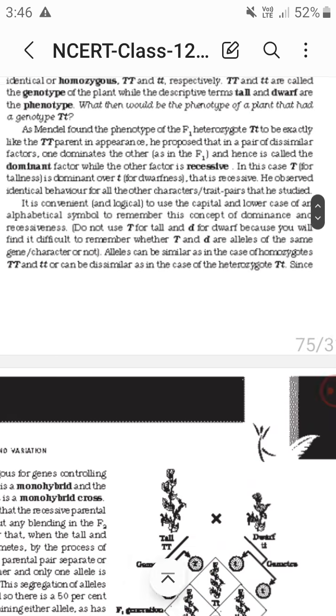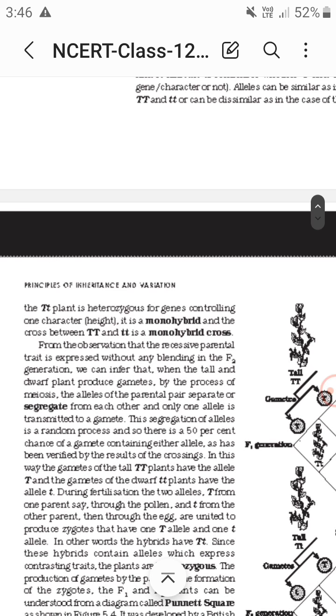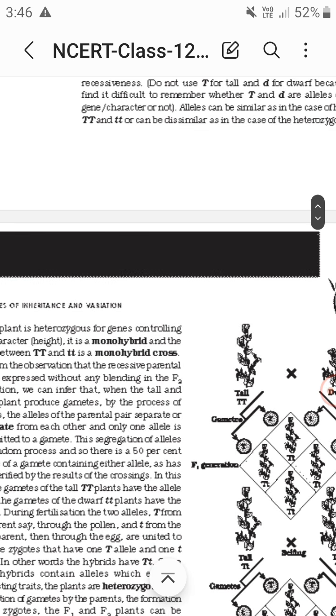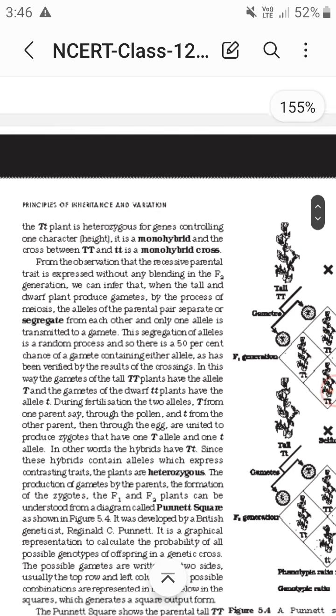Now, monohybrid cross. Since the capital T small t plant is heterozygous for genes controlling one character, height, it is a monohybrid, and the cross between capital T small t plants is a monohybrid cross. Monohybrid means a single hybrid, that is capital T small t, and the cross between them gives the resultant capital T small t. So it is a monohybrid, and the cross is a monohybrid cross.